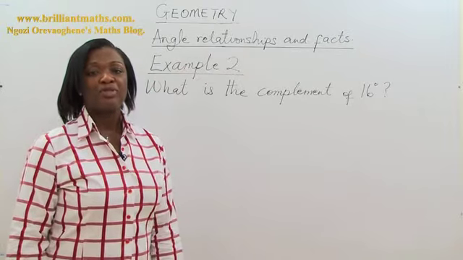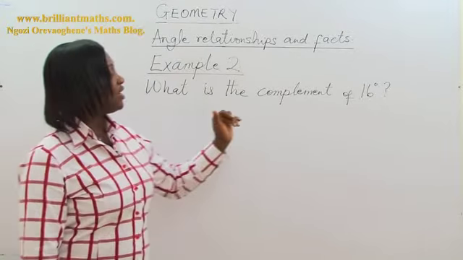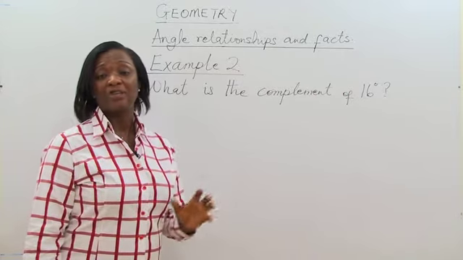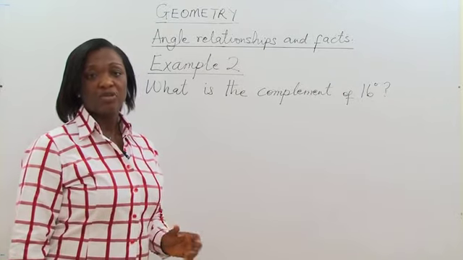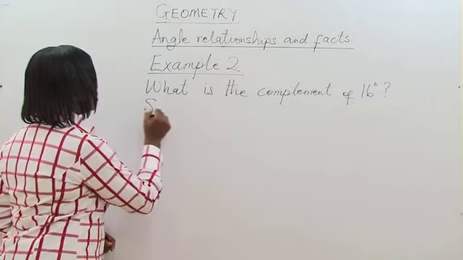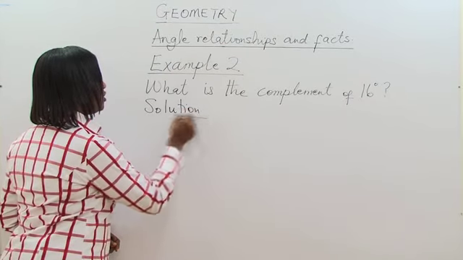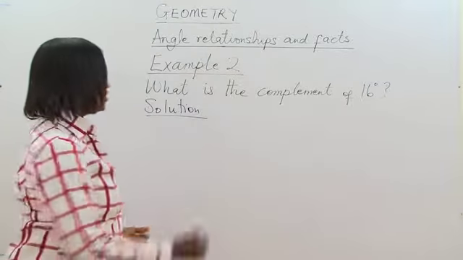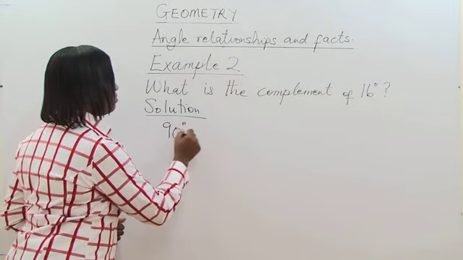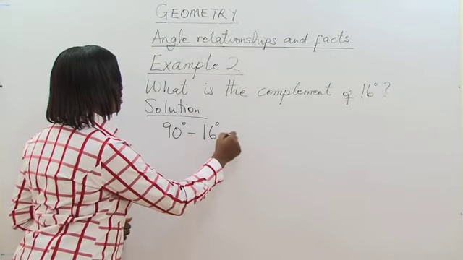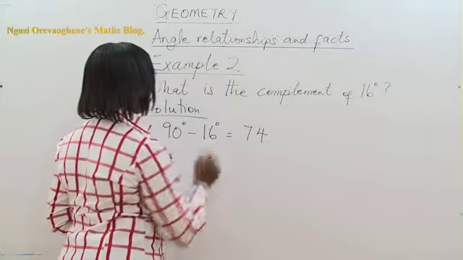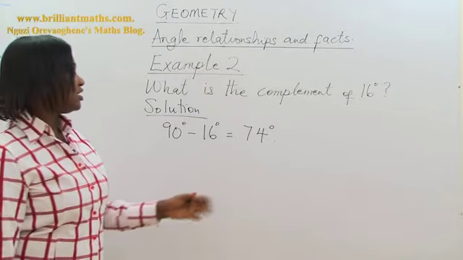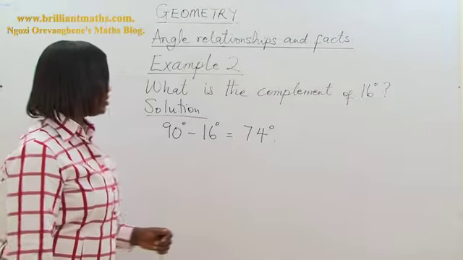Example 2. What is the complement of 16 degrees? Remember, we learned that complementary angles are angles that add up to 90 degrees. So for the solution, you simply find the difference between 16 degrees and 90 degrees. So 90 degrees minus 16 degrees is equal to 74 degrees. So the complement of 16 degrees is 74 degrees.